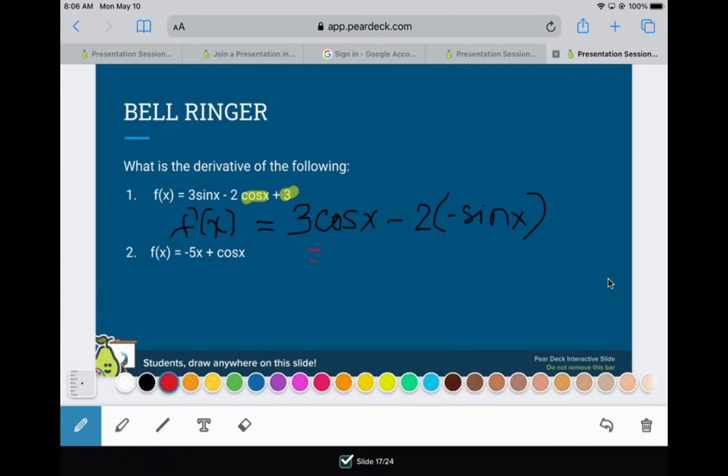Okay. So now I just have to rewrite this because I have a negative. So 3 cosine, negative times negative turns into positive. And that is the derivative of the first function. I think about more than half of you did it well. So that's good.